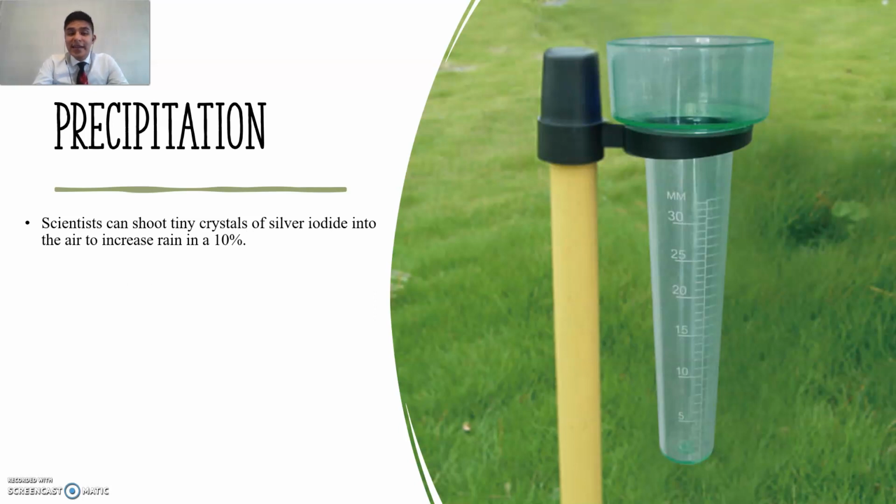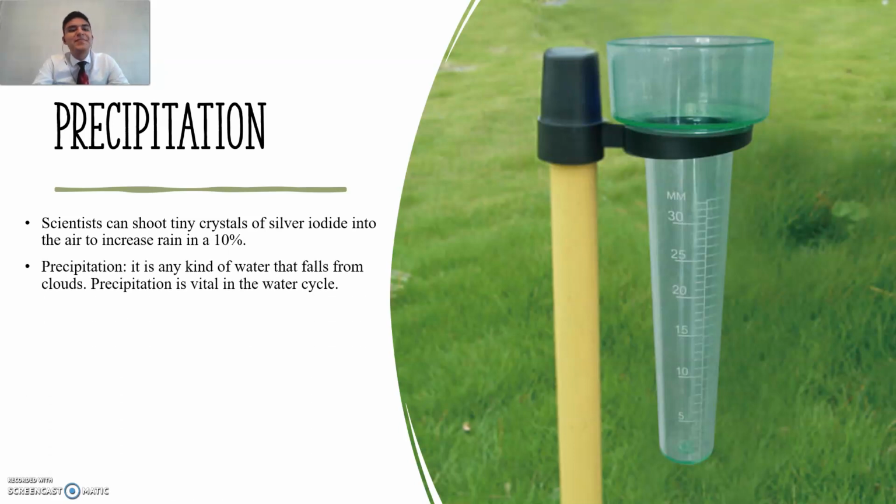So scientists can shoot tiny crystals of silver iodide into the air to increase rain by 10%. So this is especially intriguing for farmers, because there are certain seasons in which there is not that much rain. So if they want to increase a little bit more the rain that is being produced, they shoot silver iodide crystals to the atmosphere. I recommend that you take a look at the instrument that they use that is found on the first page of this topic, because the instrument they use is very interesting.